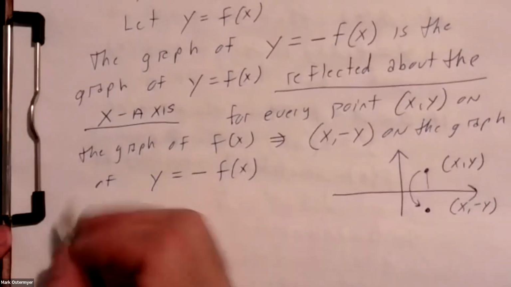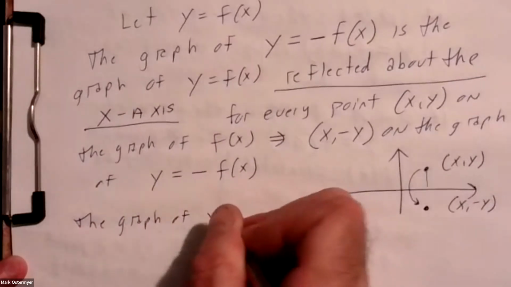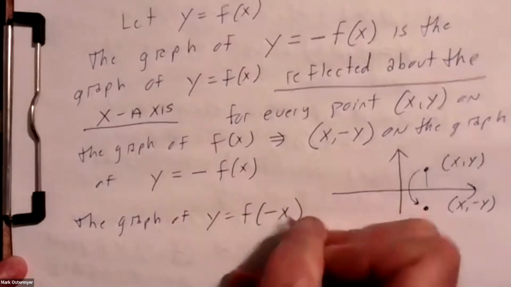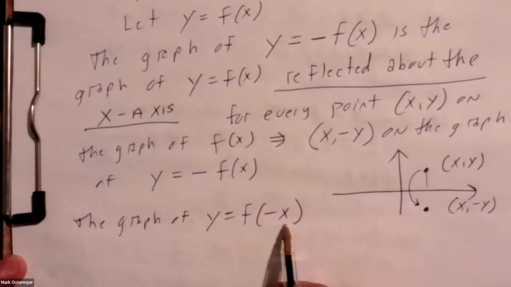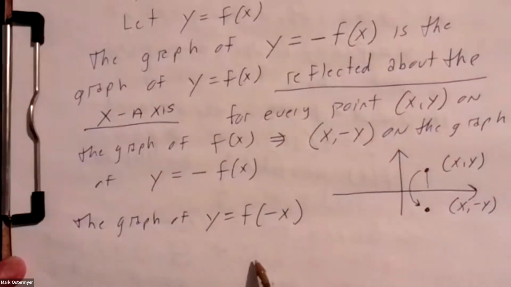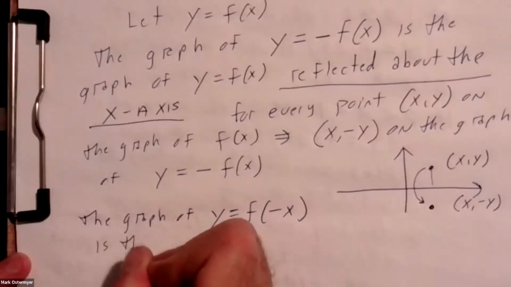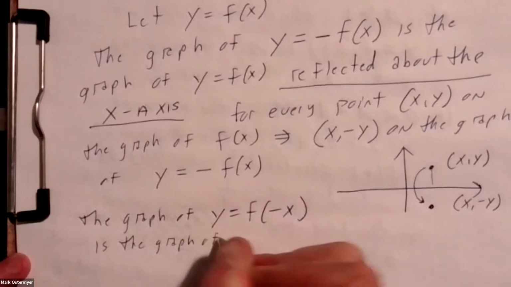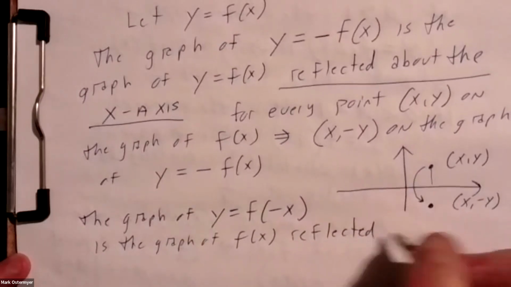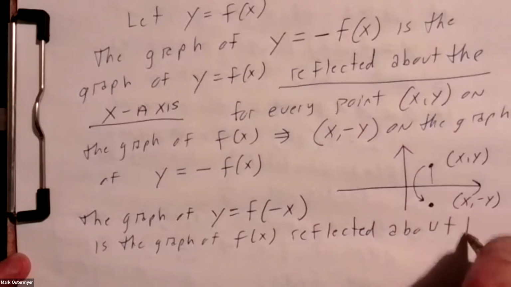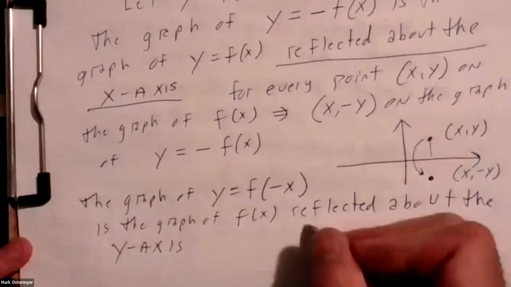All right. Furthermore, the graph of this new function y equals f of negative x. What if we put the negative sign inside the function? In other words, attach it to the argument of the function as opposed to having it outside the function. Well, the graph of this new function is going to be the graph of f of x reflected about the y-axis. Now the graph is going to experience a reflection about the y-axis.